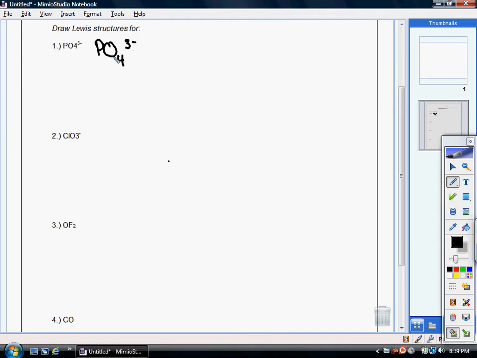Alright, so what you need to do when you're setting up one of these Lewis structures is you need to look at each element and determine how many valence electrons it's bringing into the compound itself. And then understand that just because phosphorus is bringing in 5 electrons doesn't mean that it wants 5 electrons. It wants to fulfill the octet rule. That's why it's combining with oxygen. So in order for it to fulfill the octet rule, it has to have 8 valence electrons available to it.